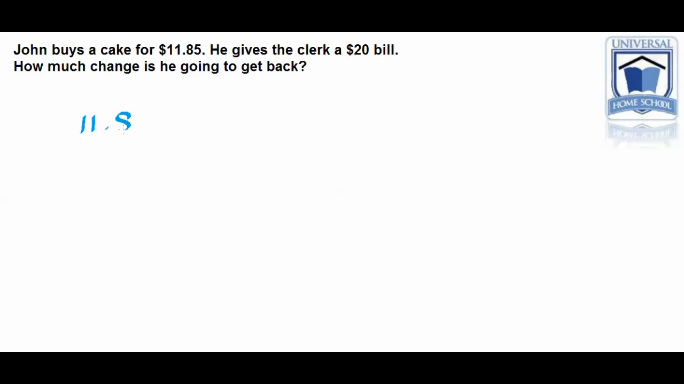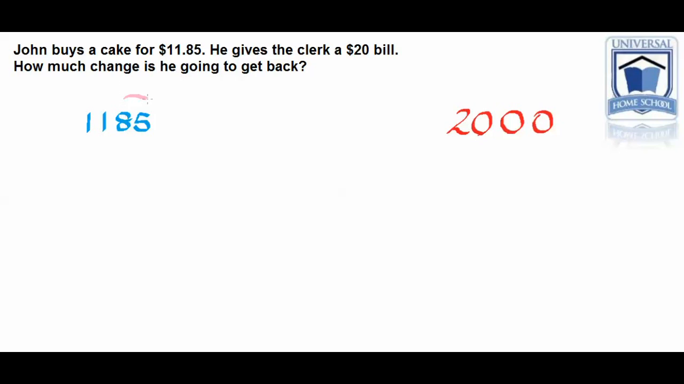First of all, we're going to write our starting off point, which is $11.85. And we're going to make it easy. We're going to get rid of the point and just make it 1,185, or 1,185 pennies, doesn't matter. On the other side of the page, I'm going to write $20. This is our target.